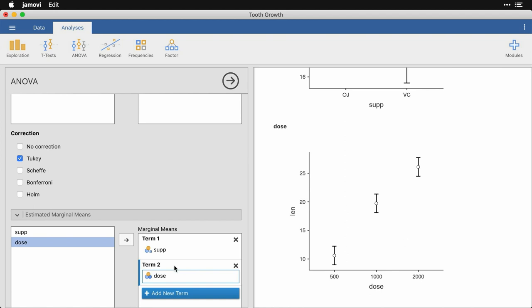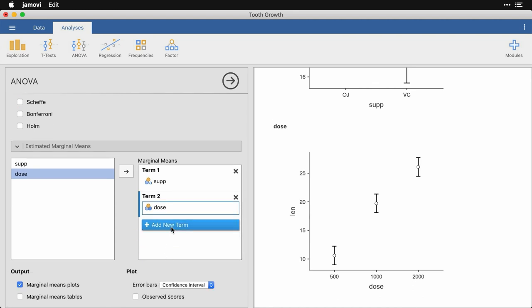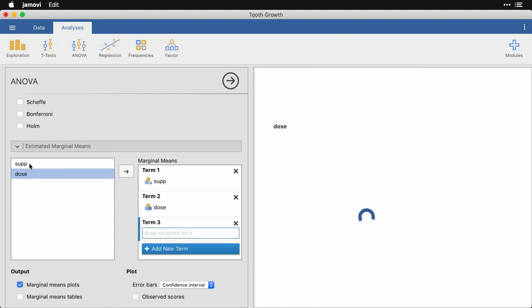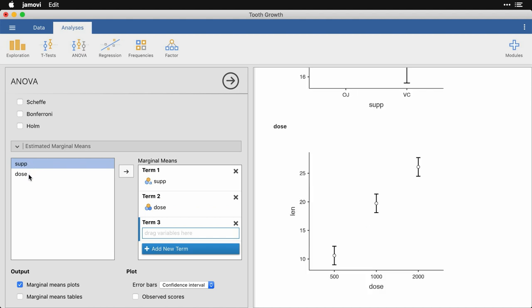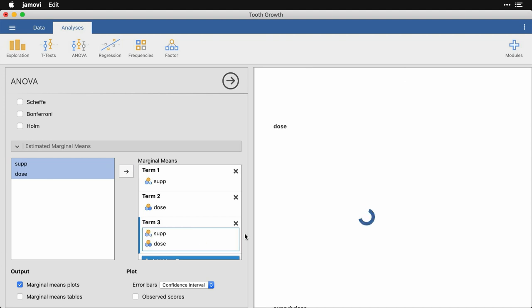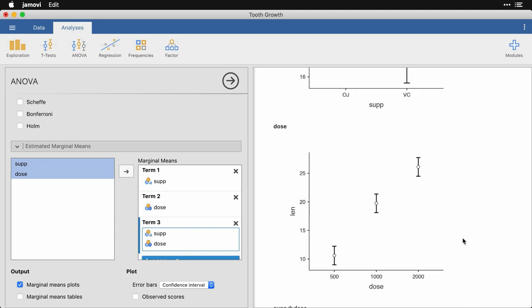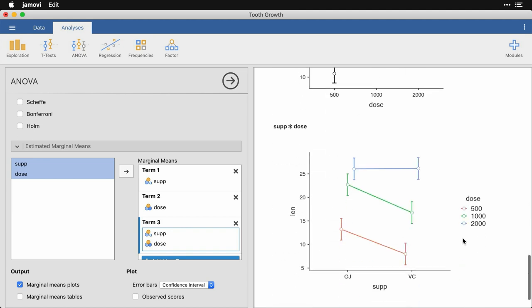But the interesting one is the interaction. Now, it's not obvious how to do that in Jamovi. I'm going to say, give me a new term here. But what I need to do is select both of these at once. So I'm going to shift-click to get both of them and then slide those over. And it adds both. And then I'm going to get an interaction chart. And since we had a statistically significant interaction in our table, this is going to be important.